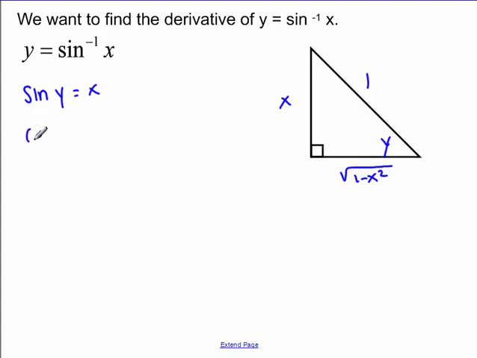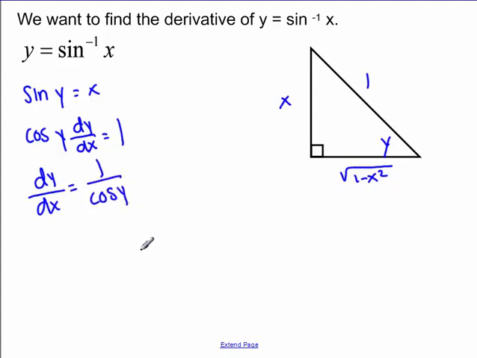So now I take my derivative. Derivative of the left side is cosine y dy dx, that implicit differentiation again. Okay, so now I look at what the cosine of y is. The cosine of y is equal to adjacent over hypotenuse. So the derivative of inverse sine is equal to 1 over the square root of 1 minus x squared.